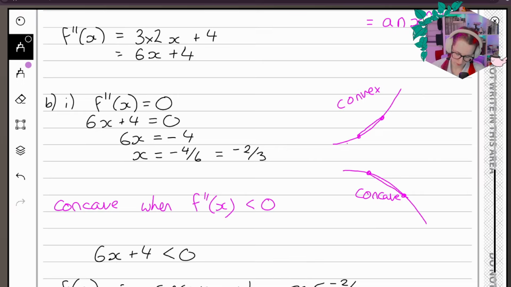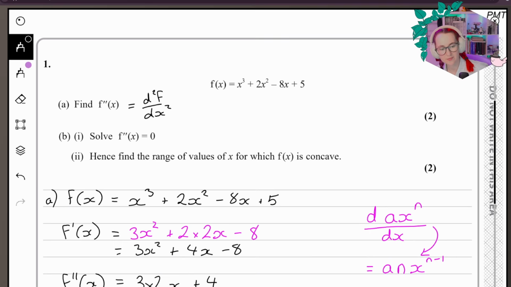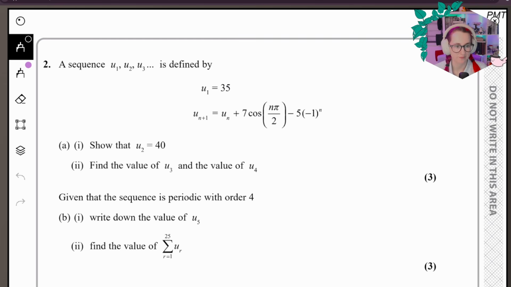So that was 4 marks. 4 marks for question 1. I think that's everything on that one. I give you a lot of space for it.